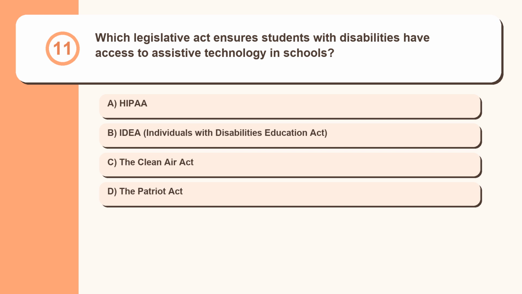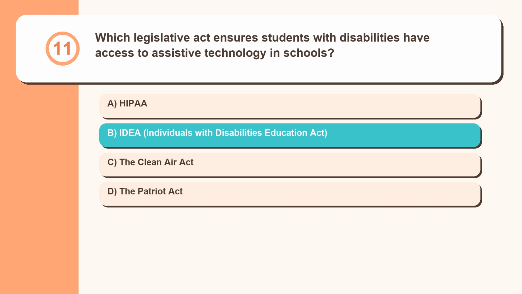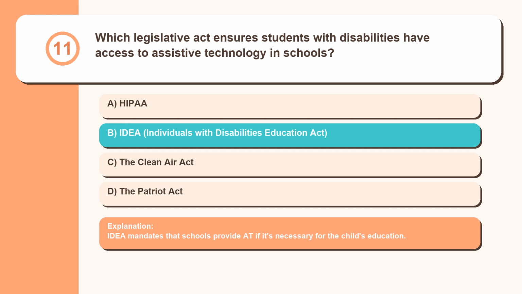Question 11. Which legislative act ensures students with disabilities have access to assistive technology in schools? HIPAA, IDEA (Individuals with Disabilities Education Act), the Clean Air Act, the Patriot Act. IDEA mandates that schools provide it if it's necessary for the child's education.